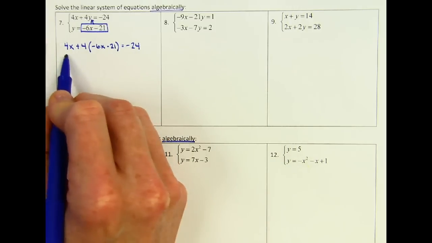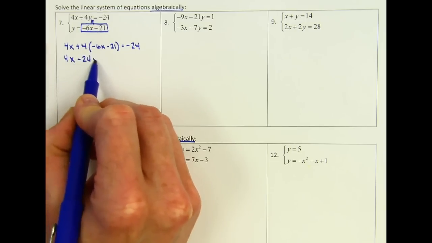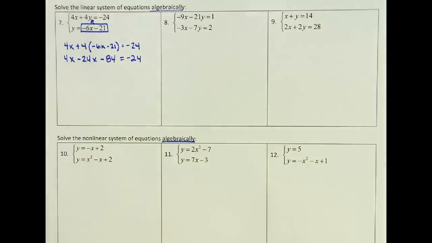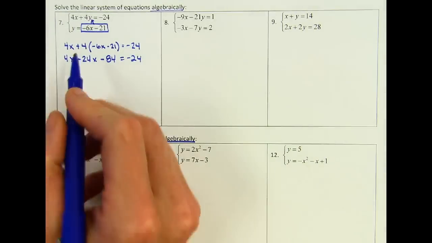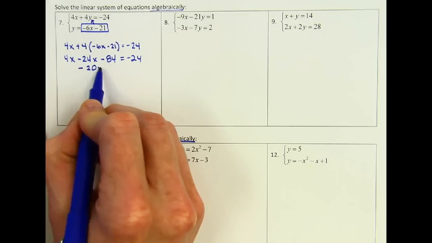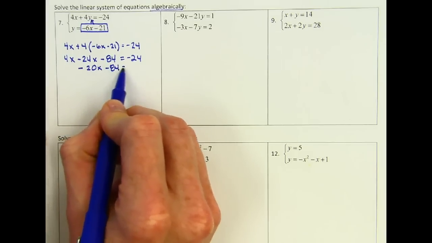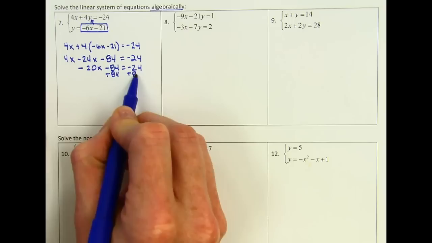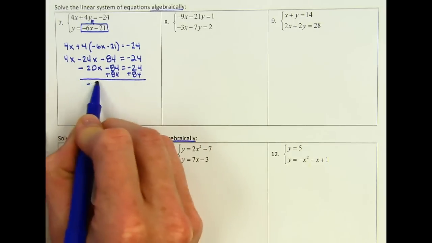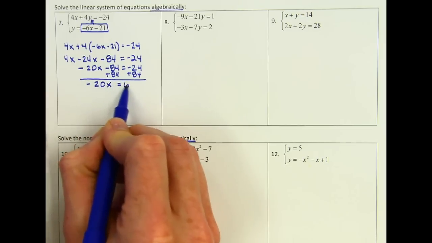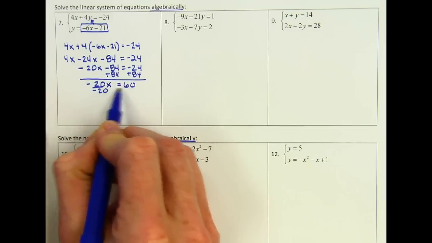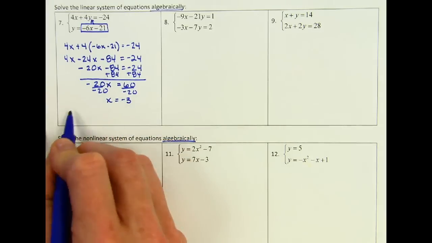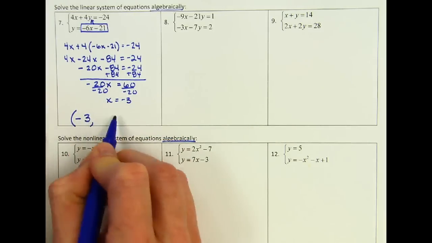We now apply the distributive property, and then we must clean it up and solve for x. So I have negative 20x minus 84 equals negative 24. I need to add 84 to the other side. I get negative 20x equals 60. Therefore, when I divide by negative 20, I get x equals negative 3. So that tells me the x-coordinate is negative 3.